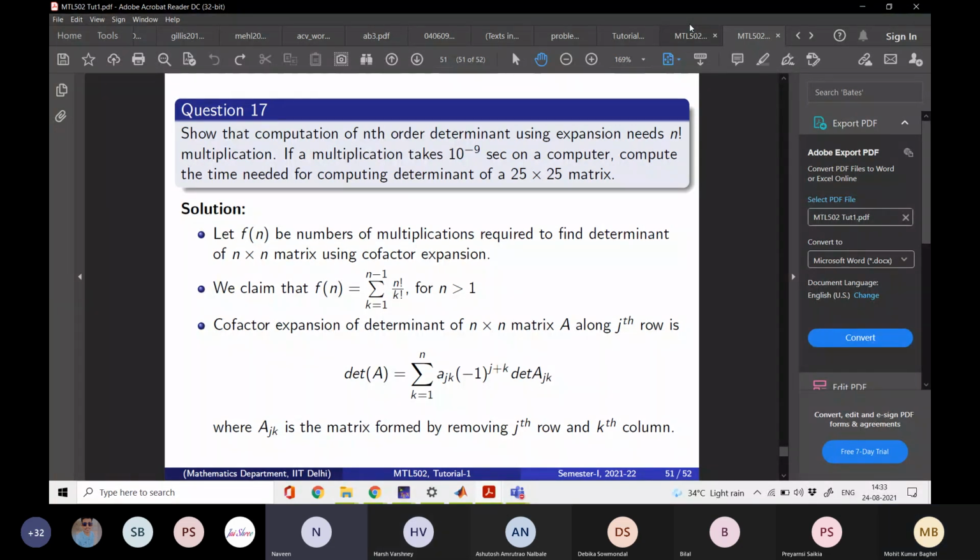Sir, in PMI, for n equal to 1, how will we prove that one multiplication will be needed in the determinant? So what is the determinant of a 1 by 1 matrix? Same element. And what is the factorial of 1? 1. So sir, there is no multiplication anywhere. Sir, we haven't multiplied anything with anything here. And what is the value of 0 factorial? 1. Then is it fine? Okay.